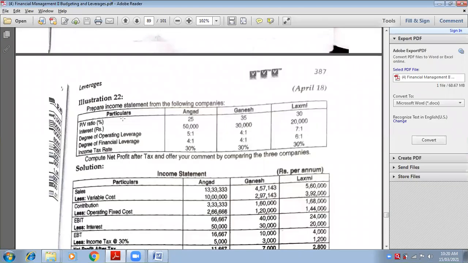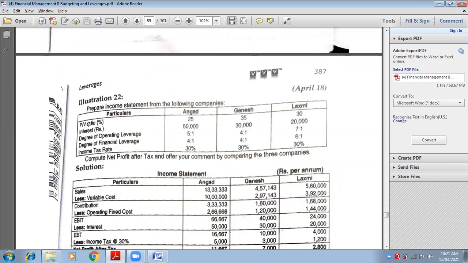Okay, see. Sum number 22, prepare income statement. Again, he is asking you to make an income statement of 3 companies. So first is PV ratio given. What is PV ratio? Profit volume ratio. You have done PV ratio somewhere?